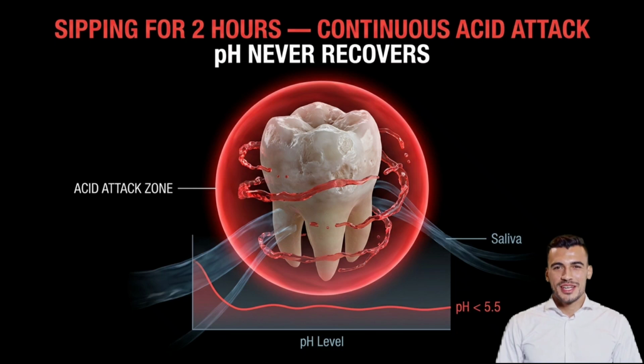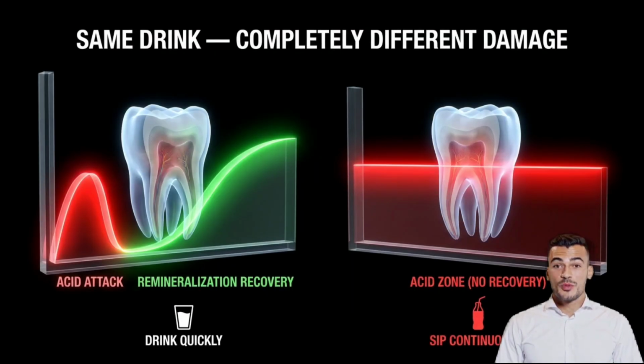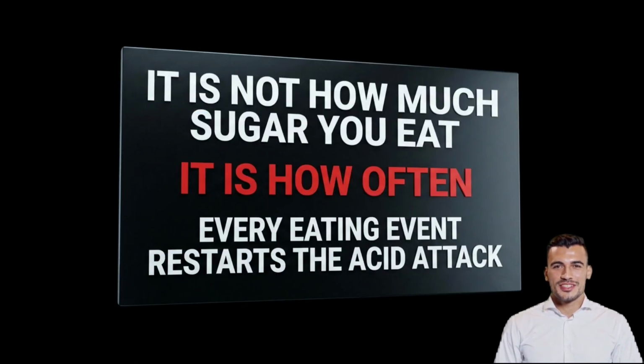After the acid attack, saliva works to restore the pH and redeposit calcium and phosphate back into the enamel. This is called remineralization, and it is your body's natural repair mechanism. The problem is that remineralization takes time, approximately 20 to 30 minutes after the pH drops before the process can begin effectively. Every time you eat or drink something containing fermentable carbohydrates before that window closes, you restart the acid attack, and remineralization never gets a complete cycle.